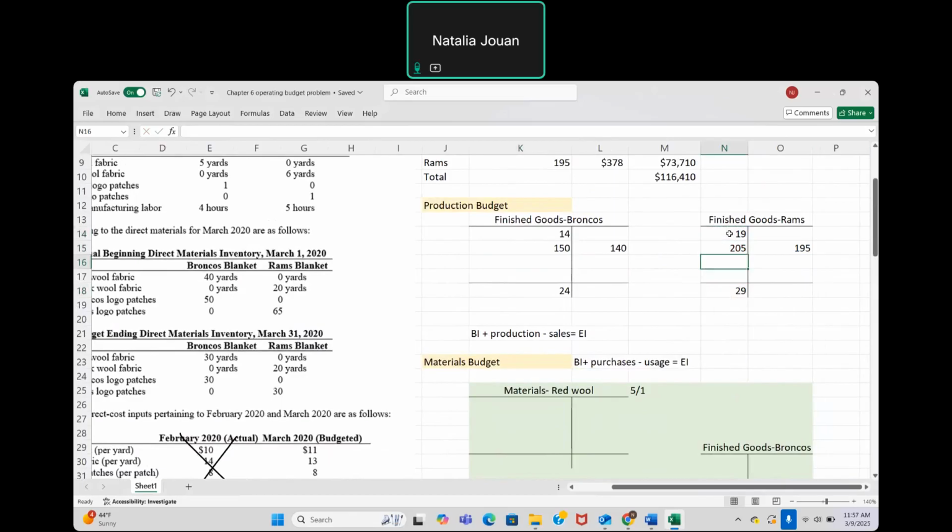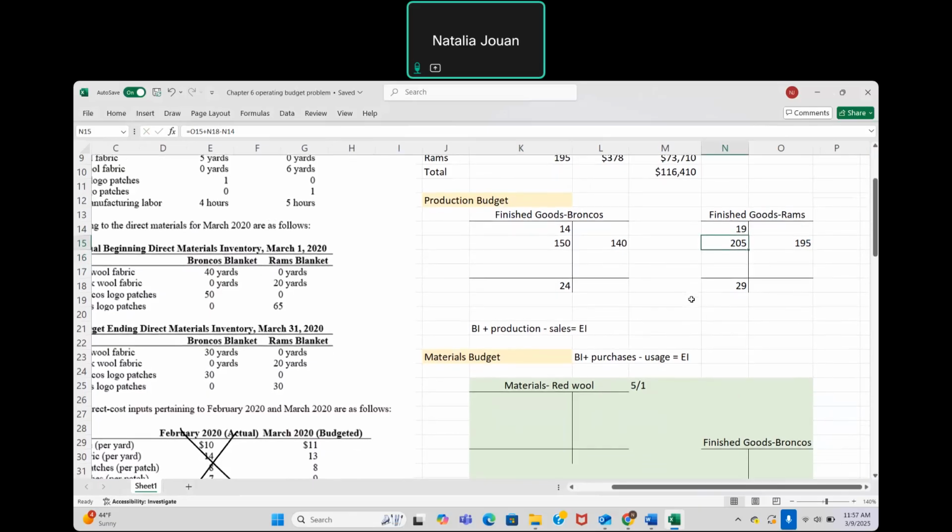So from now on, the cost budgets that we're going to make, the materials, the labor, and the overhead will be driven by the production, not the sales. The units that we're going to be making, because that's what we're costing, what we're making. Okay. So these are your two key numbers.